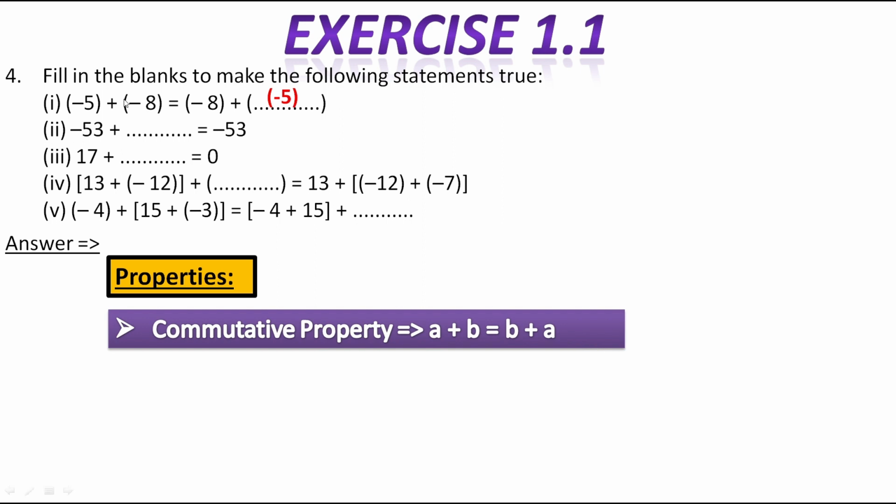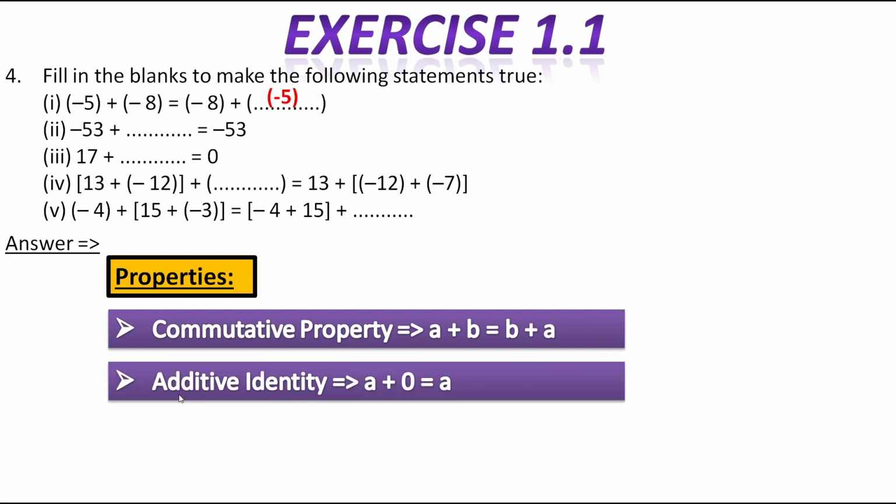Now in the second statement they are telling about this property, that is the identity property. You all know that if we add 0 to any integer, we will get the same integer as the answer. So here we have -53 and the answer also is -53 only. So this blank should be filled with 0 because -53 plus 0 is equal to -53. See here, a plus 0 is a only.